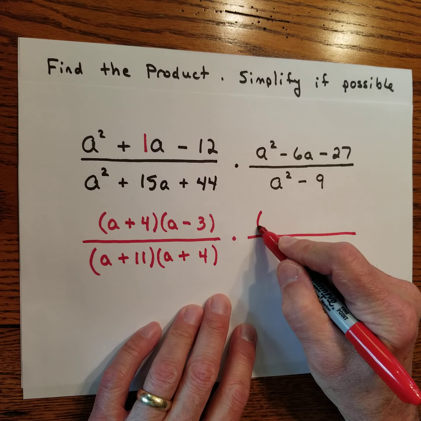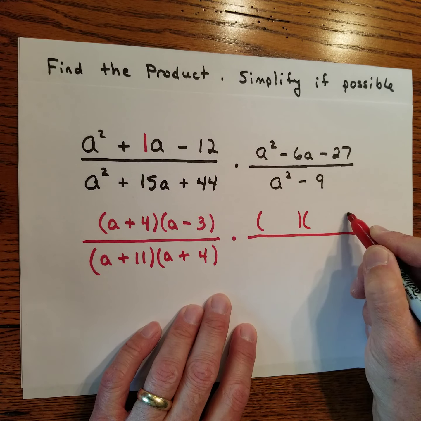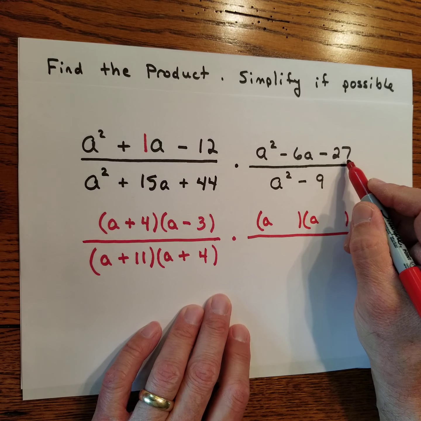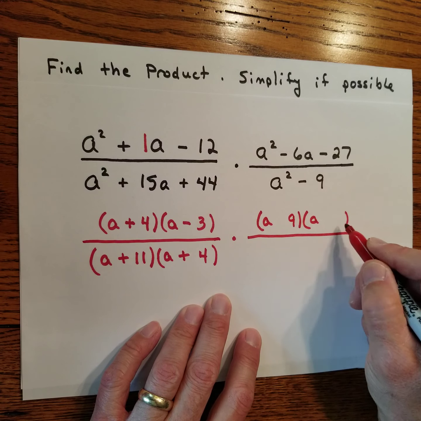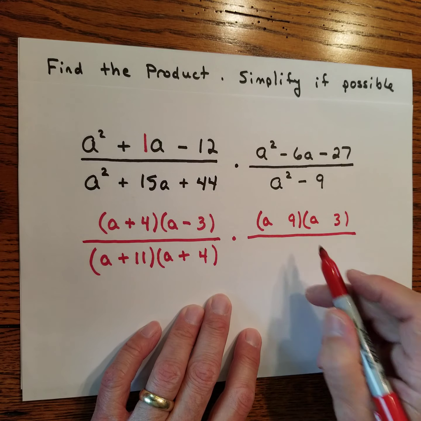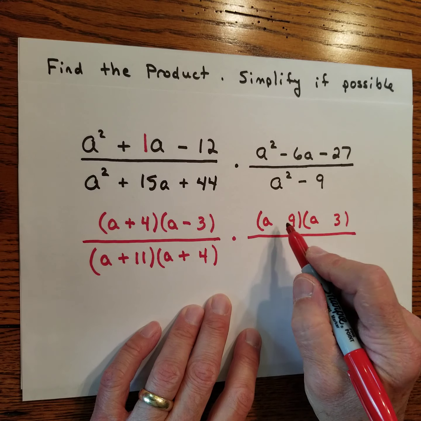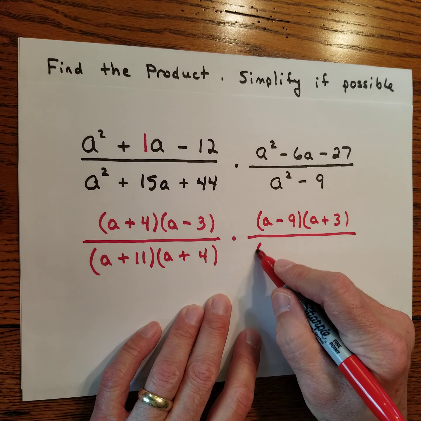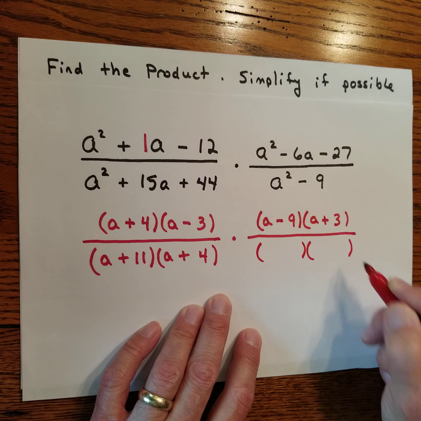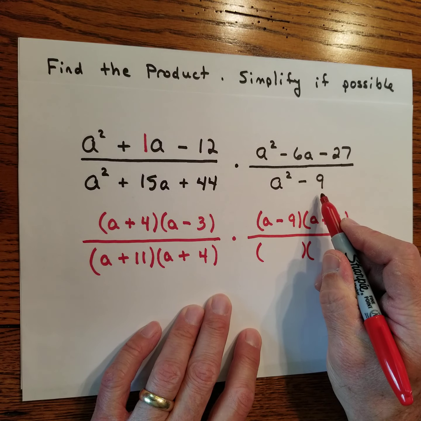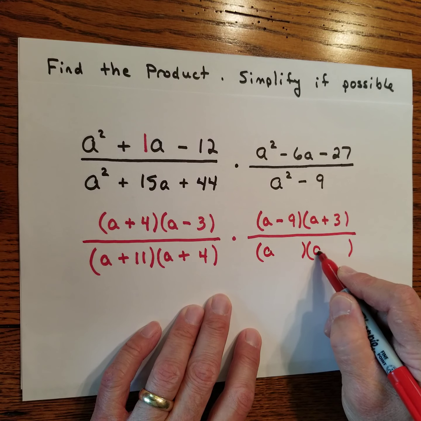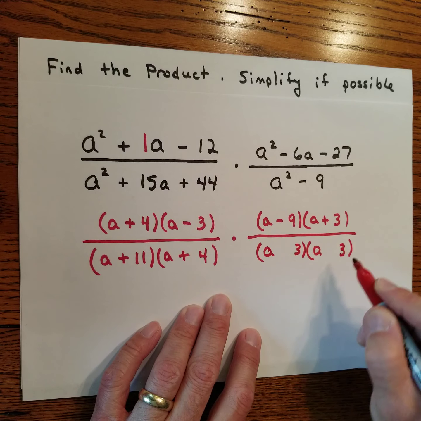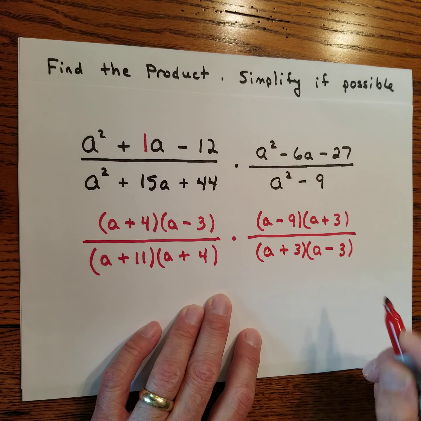I can do more factoring here. Two numbers that multiply to 27. Let's try 9 and 3. 9 and 3 add up to -6 if the 9 is negative and the 3 is positive. Now that's a difference of squares. A squared is a times a. The square root of 9 is 3, so that's 3 times 3. Make one plus, make one minus.